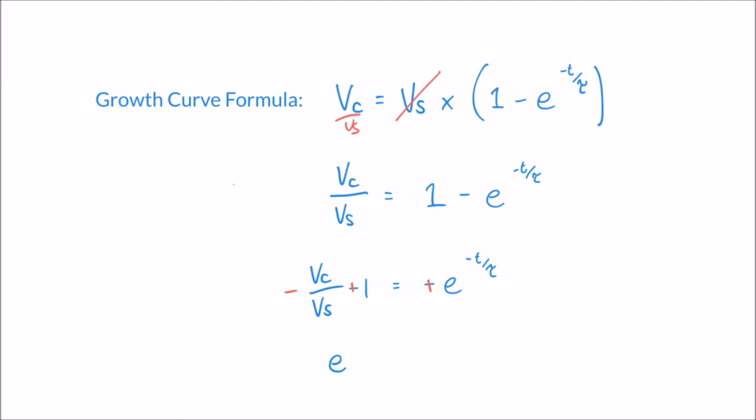And finally, I get my equation: e to the power minus t over tau equals 1 minus Vc over Vs. We're not quite done though, because the last thing we can do is apply logarithms to both sides of this equation. So let's have a look at what that looks like.